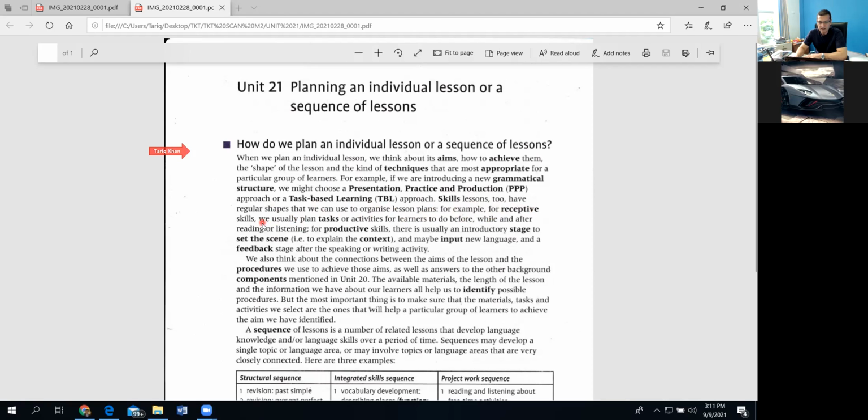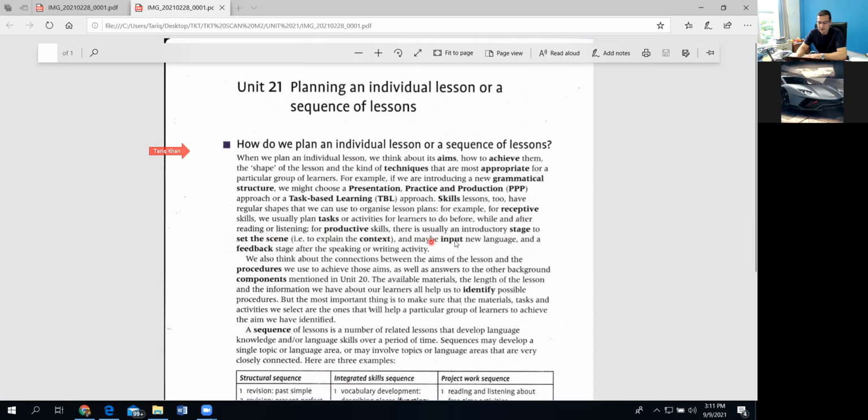For receptive skills, which is obvious, the receptive skills which come to us, like reading and listening, we usually plan tasks or activities for learners to do before, while, and after reading or listening. So we plan what kind of activities or tasks they have to do before, during, and after the lessons. For productive skills, productive are writing and speaking.